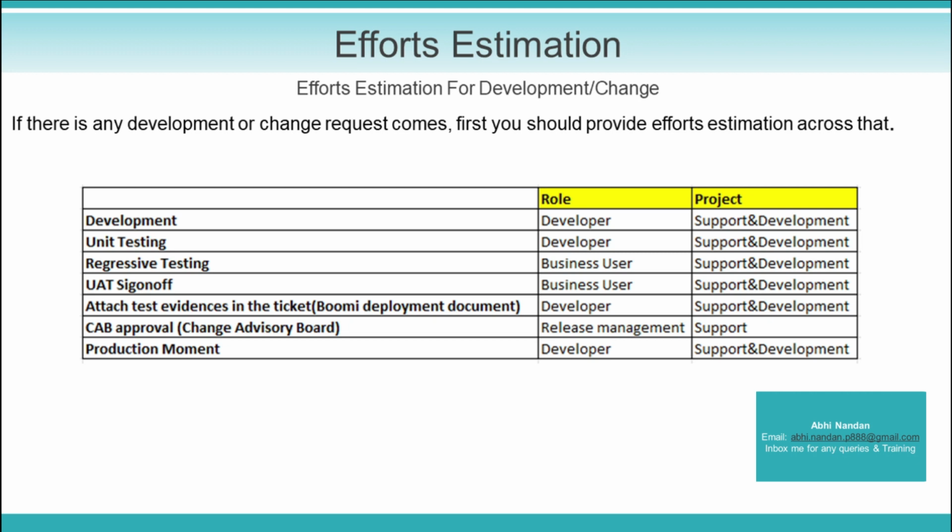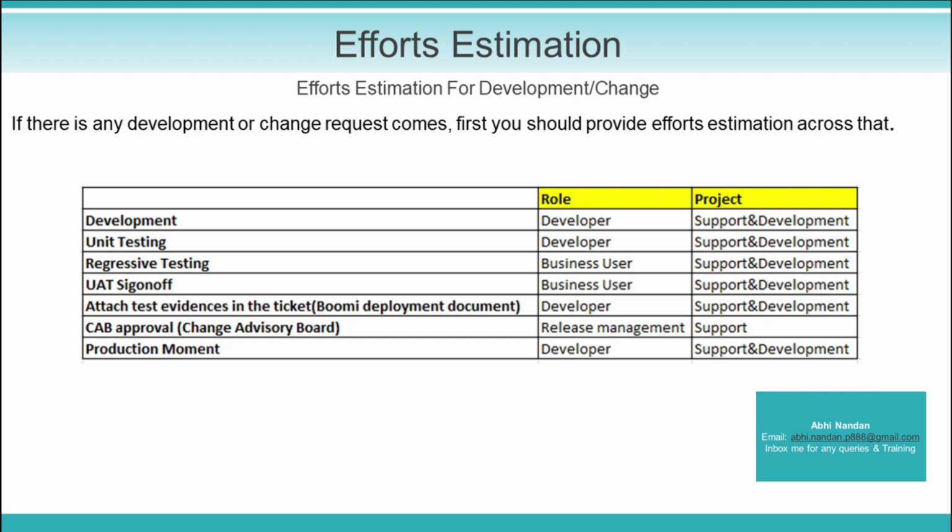Okay, so once everything is ready, once you attach the test evidences and everything is set, then the change should go through a CAB approval. Many of the projects have this CAB process. It is a change advisory board where all modules in the project will be presenting their changes for approval, where there is a team called the release management team, who will check whether your change request or your development has the necessary approvals and necessary documentation to move to production or not.